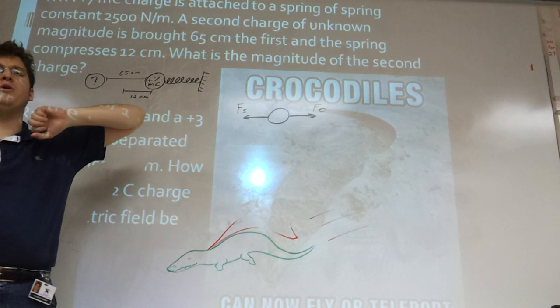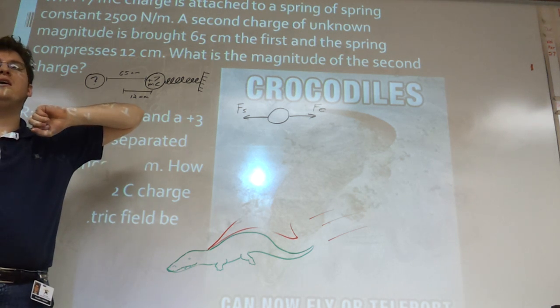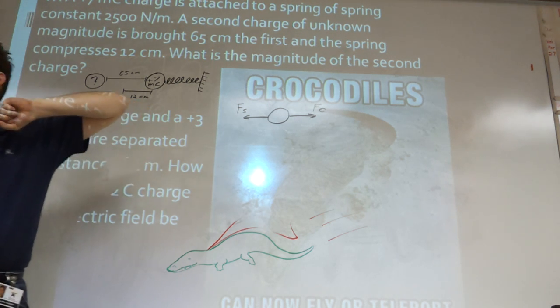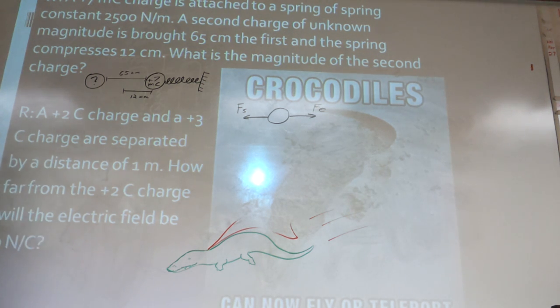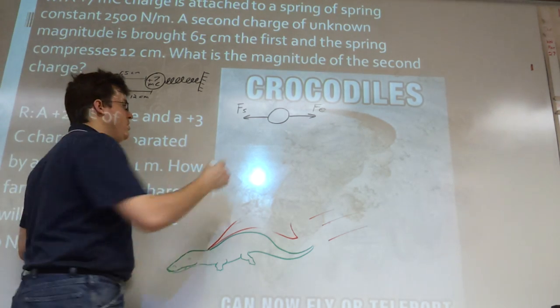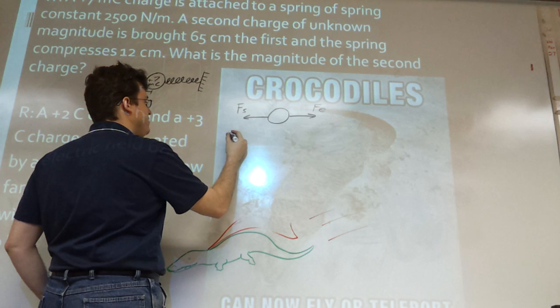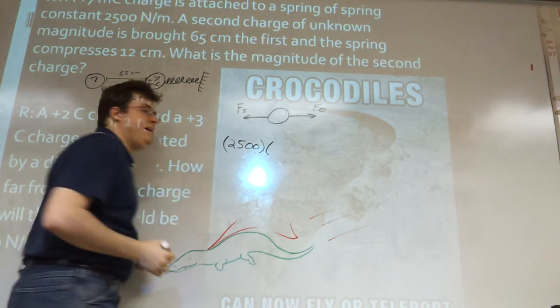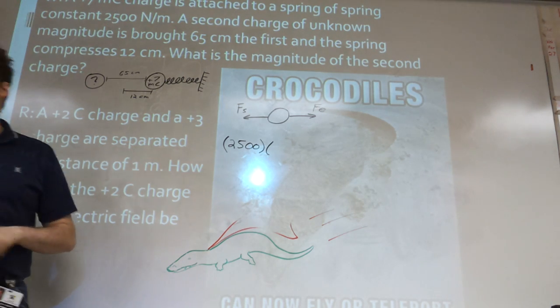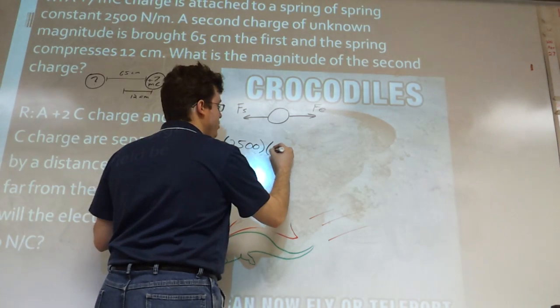What does the force do to a spring? Anybody remember the equation for it? Negative kx. Now the negative part of that equation just tells us direction, so for now we're going to leave it off because we already know direction. So k is 2,500. X is 12 centimeters, so let's put it in meters, 0.12.